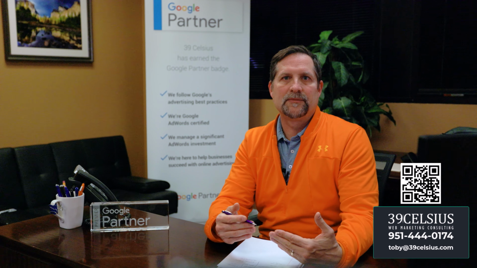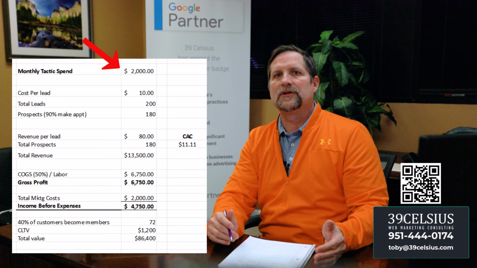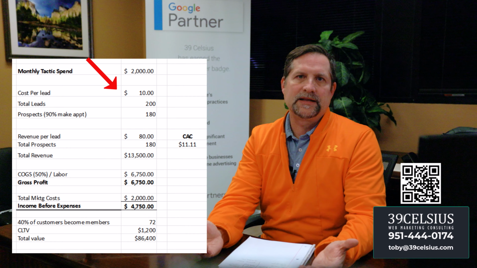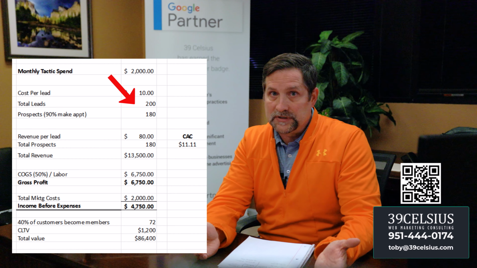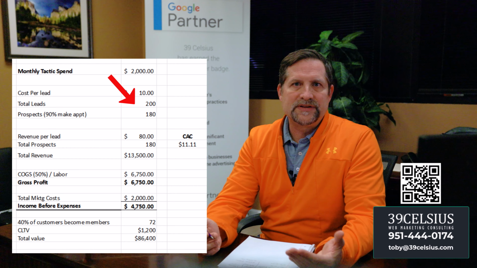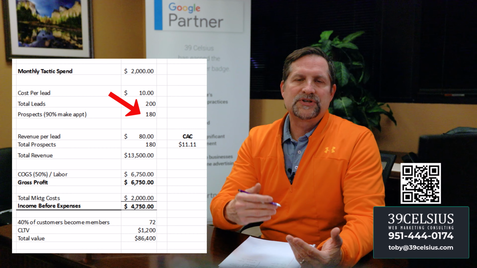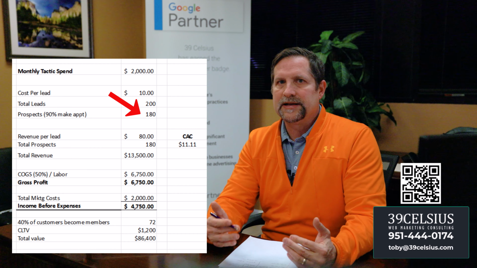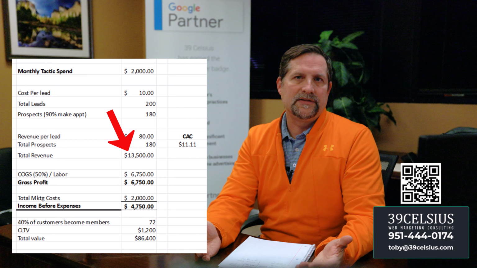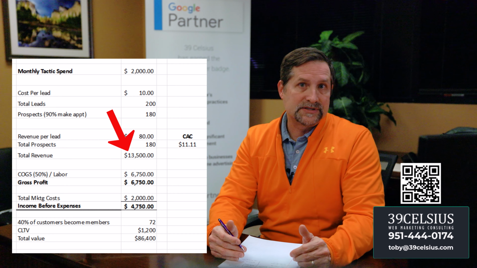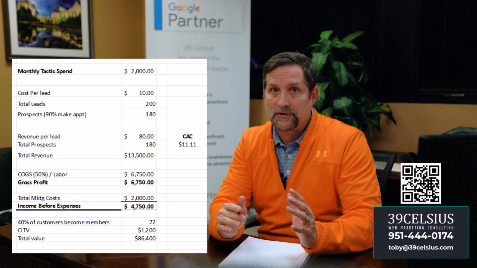Now, that example was just for one customer. Let's look at an example on a monthly basis. Let's say we spend $2,000 per month on Google Ads. Our cost per lead is $10, which we know from tracking our leads, and we have a total of 200 leads. Now, because this is retail beauty services, let's assume 90% of these people make the appointment and show up, which gives us 180 total customers, and at $80 per customer, that yields $13,500 in total sales on $2,000 in ad spend. That's not an unrealistic scenario when you have everything set up correctly.